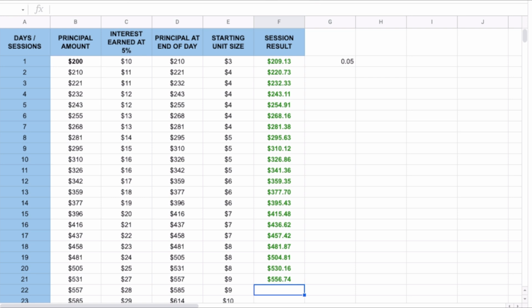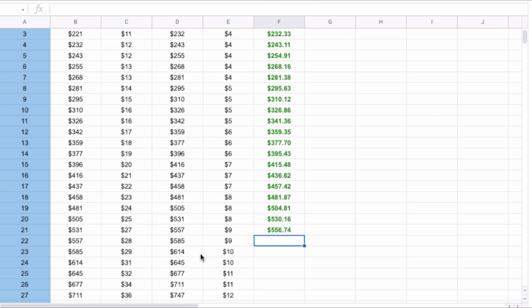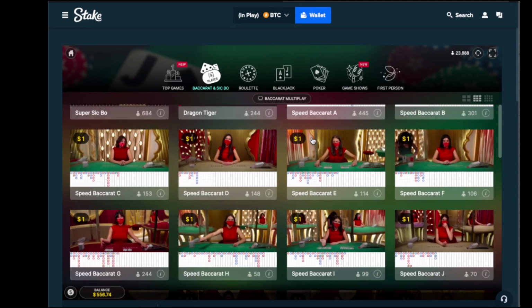Now remember when our balance was lower than usual because Bitcoin was down? Well, in this case, it worked out in our favor because Bitcoin was up. So we only had to go for 2 units there. All right, so let's see what session number 22 has in store. We will stick with $9 units, looking for a balance of 585 this time, which means we have to make around $28 for session number 22. Let's go. Okay, let's find another table.